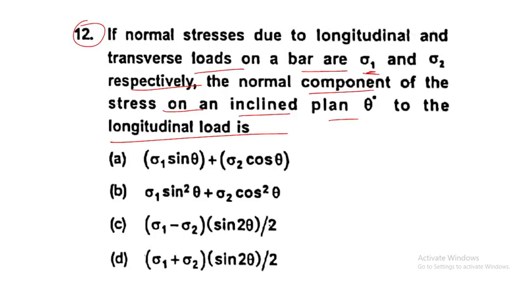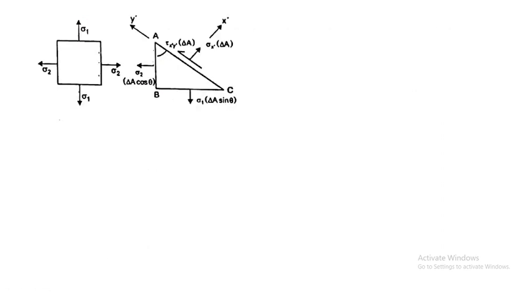So what are they actually asking? The longitudinal and transverse load on a bar, the normal component of stress on an inclined plane. Again they ask inclined. This is normal and this is inclined. If you take an inclined portion, this is normal stress 2, delta A cos theta, here delta A sin theta, and this portion is delta A.